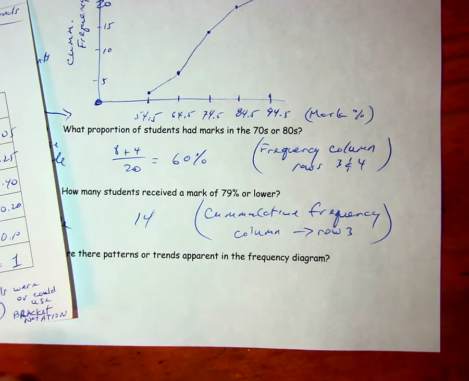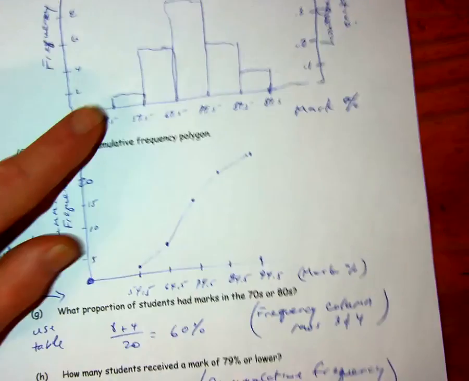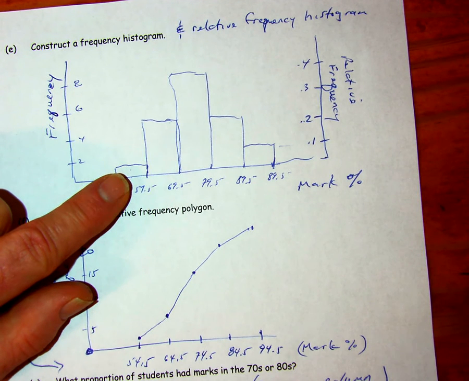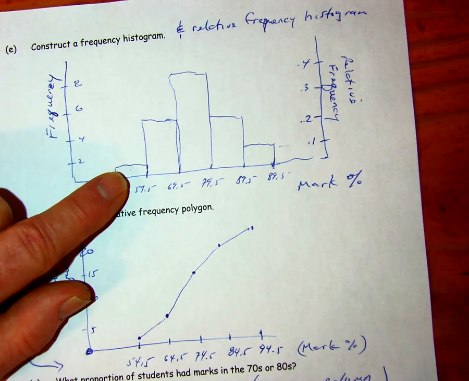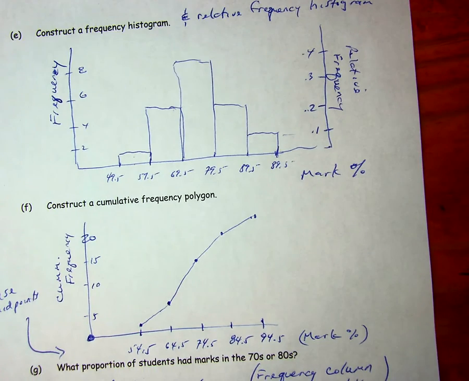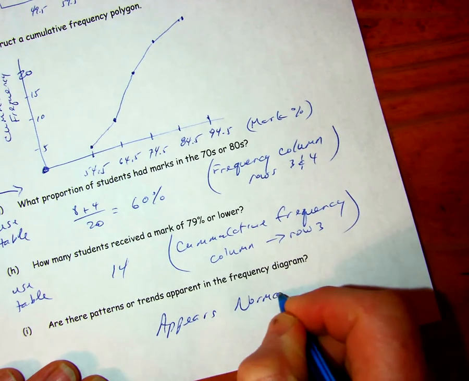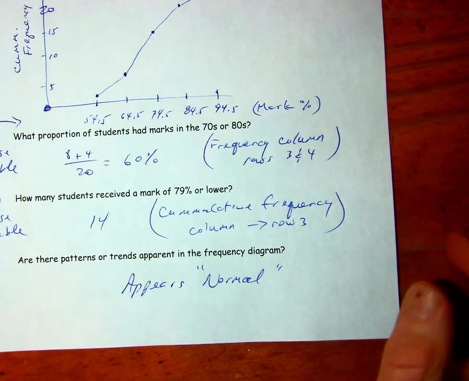Okay. Lastly, are there any patterns or trends apparent in the frequency diagram? What does this kind of look like? We have that name for this. What kind of distribution is this? Approximately? Continuous. It's continuous, yeah, but we just had a test on this. It kind of looks like it begins with an N. Normal. Okay. Awesome. Okay, it appears normal. By normal, I mean the normal distribution, not in the normal context of the word, but the math context of the word.